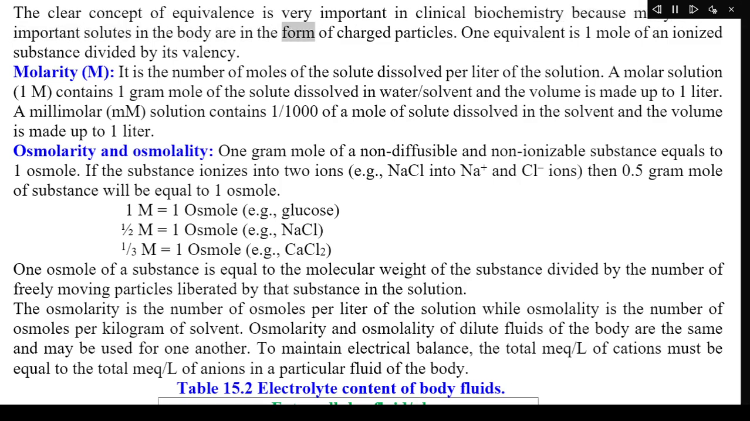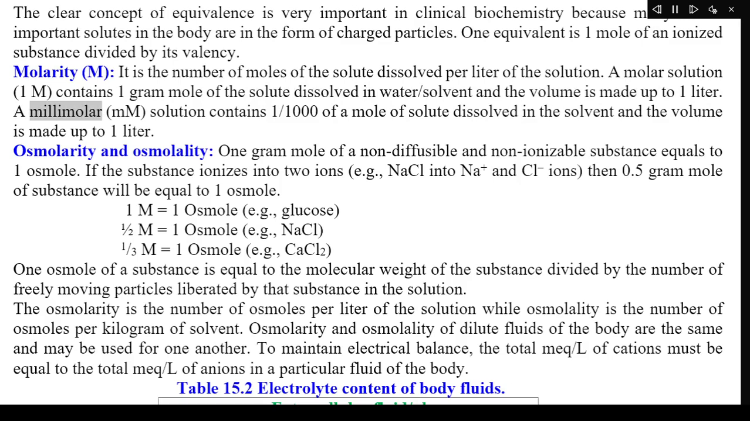the body are in the form of charged particles. One equivalent is 1 mole of an ionized substance divided by its valency. Molarity, M. It is the number of moles of the solute dissolved per liter of the solution. A molar solution, 1 M, contains 1 gram mole of the solute dissolved in water/solvent and the volume is made up to 1 liter.